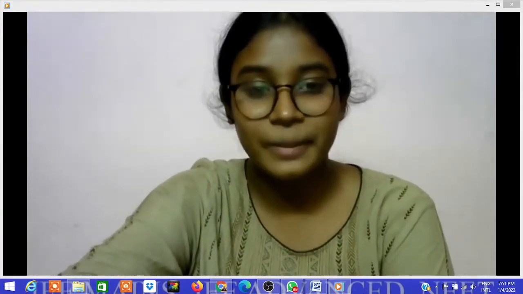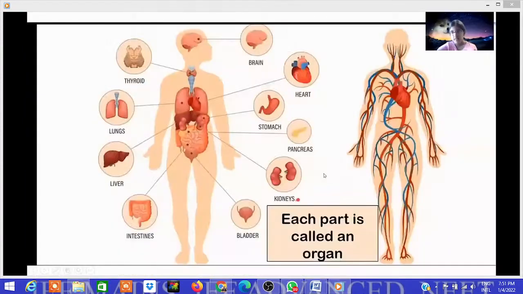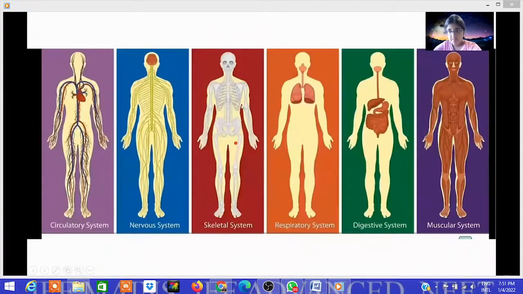So now I'm going to talk about the different organ systems that we have in our body. Okay, so now let's get started. Here we have 6. First is circulatory system, which is what we are going to learn in detail. Second, nervous system. Third, skeletal system. Fourth, respiratory system. Fifth, digestive system. And sixth, muscular system.